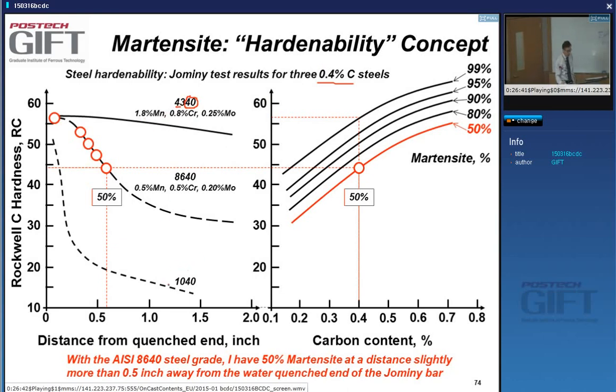Okay, so this one is an unalloyed steel. It doesn't contain much in terms of alloying elements except carbon. The second steel here, 8640, contains some chromium and some molybdenum. And the last one, 4340, contains a lot more manganese, 0.8 chromium, and 0.25 moly.